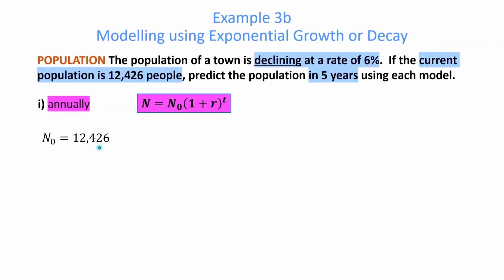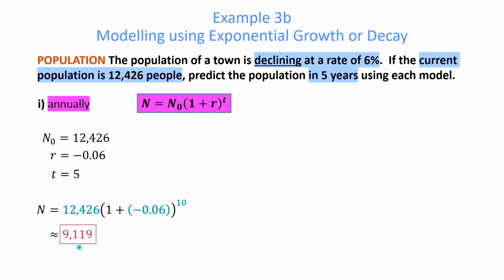The initial population size is 12,426 that we got from the question, and the exponential rate is negative 0.06. Now, firstly, all we've done is divided this by 100 to write it in decimal form. And because it says declining, this means it's a decay rate. So this has to be a negative number, a negative rate. And then the time t equals 5 years. Now that we have these values, we can substitute into this formula over here, like so. And then we get an approximate value of 9,119.